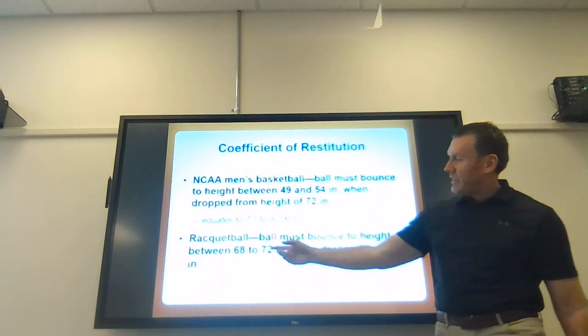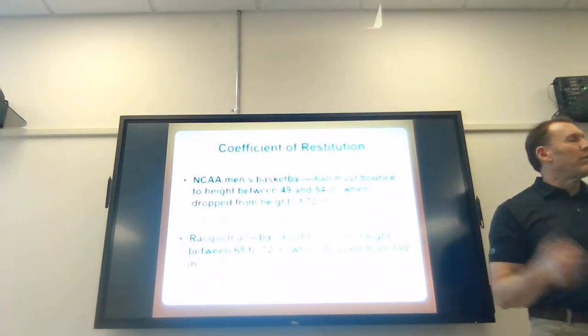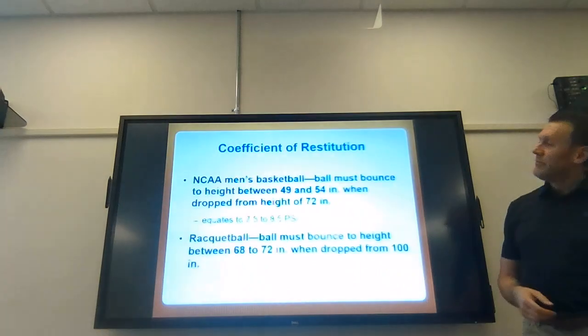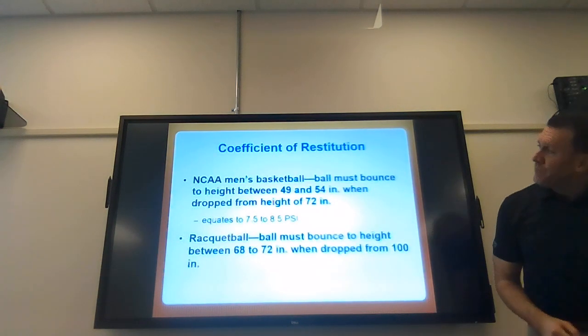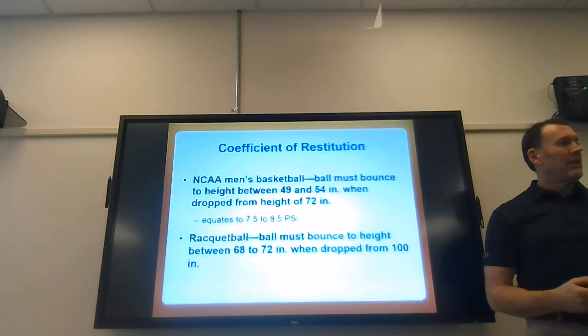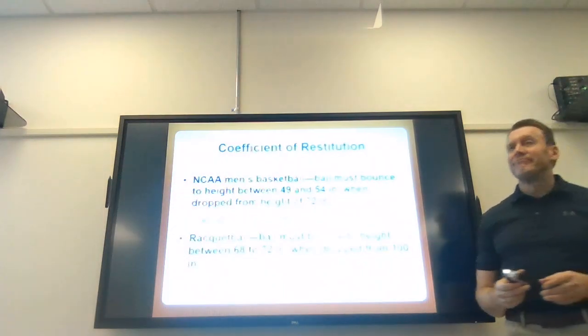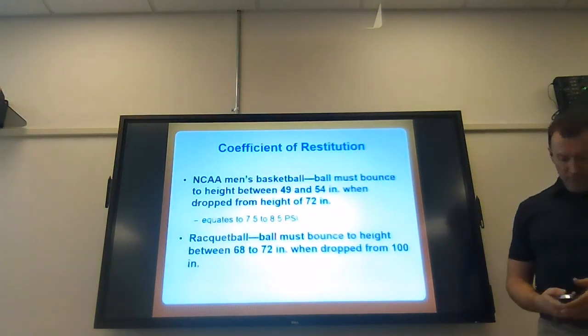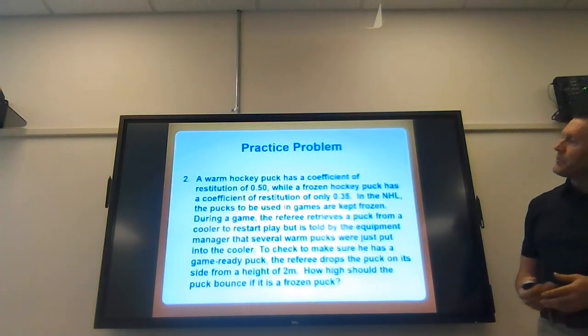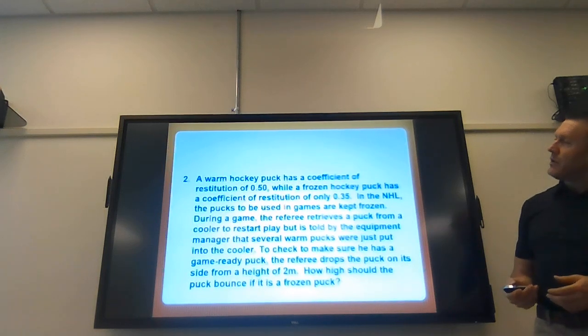So 72 divided by 100, take the square root, you get the coefficient of restitution. What did you come up with for that one? 0.85. Yeah, 0.85. So okay, before we get to this, let's go ahead and back up.